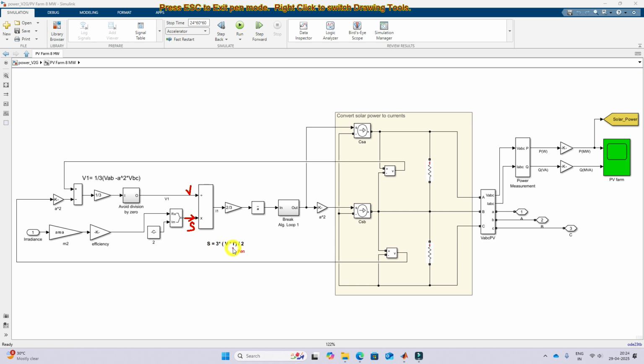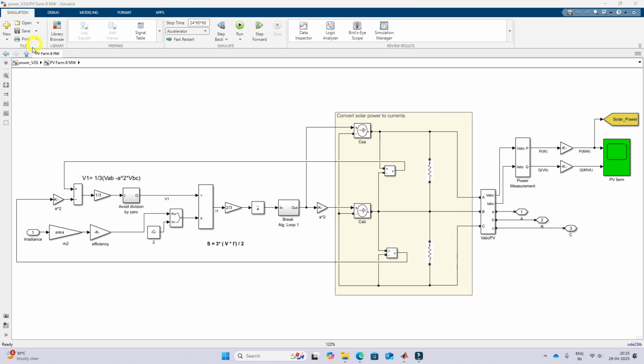So we need to find the current, which is equal to 2 divided by 3 multiplied by S divided by V. Here S is the apparent power, and V is the voltage of the two phases, that means the terminal voltage. Applying that power, we get the current requirement, which will be used to inject current into the system. Based upon the irradiation value, the current will be injected into the grid point.